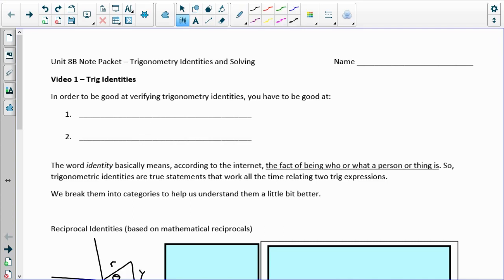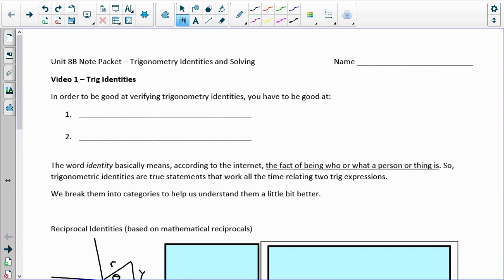The next unit that we're going to be in is about trigonometry identities and solving and being able to manipulate equations and just kind of solve things using what we learned last chapter.